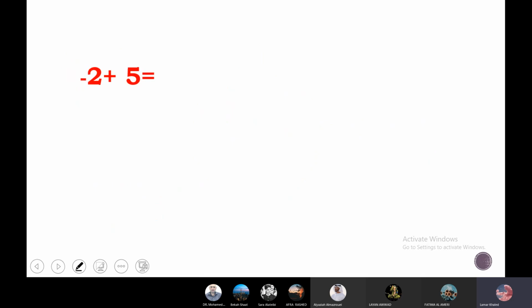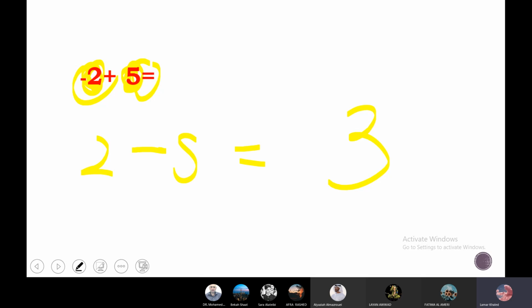Here we have the same example, but here 5 is positive and 2 is negative. It's gonna be easy. We're gonna do it the same way. Here, negative 2 and 5 are different signs, so we're gonna subtract them. 5 minus 2 will be 3. And which is larger, 5 or 2? 5 is larger, and the sign of the 5 is positive, so it's gonna be positive 3. Does anyone have questions?